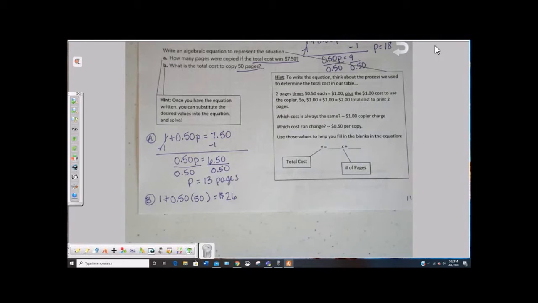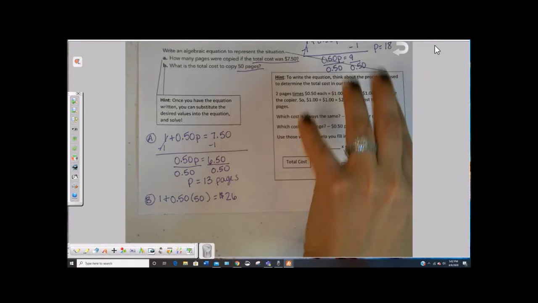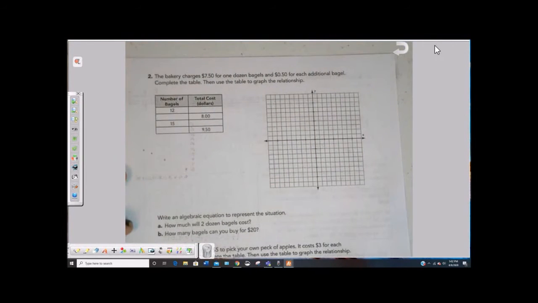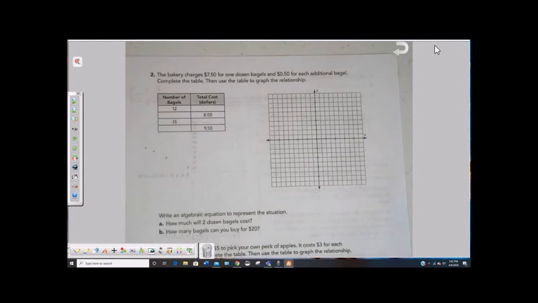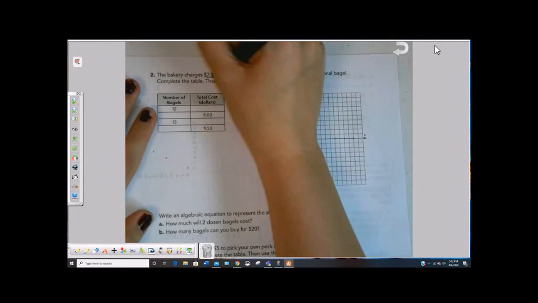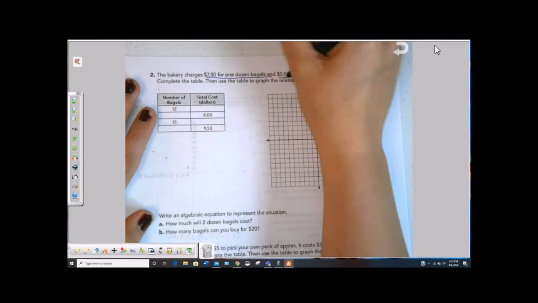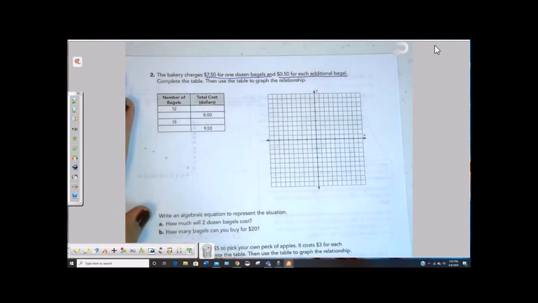Okay, moving on to page 12. This is the same thing, okay? It's just a different problem. All right, so number 2: a bakery charges $7.50 for 1 dozen bagels and 50 cents for each additional bagel. Complete the table, use the graph, and so on.